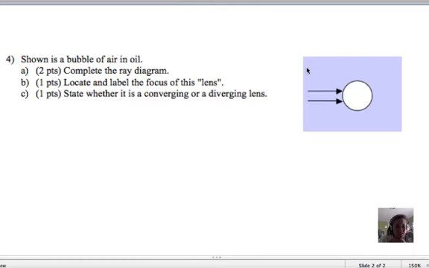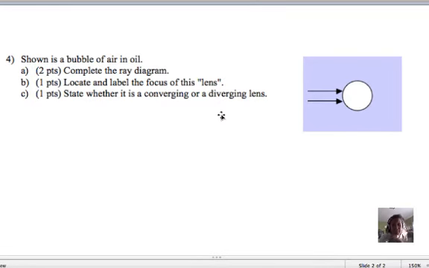Okay, we're going to go through the solution of this question right here. So we have an air bubble inside of oil. We don't know much about this. This is all we know. He wants you to put a ray diagram, locate the focus of this lens, and state whether it's converging or diverging lens.